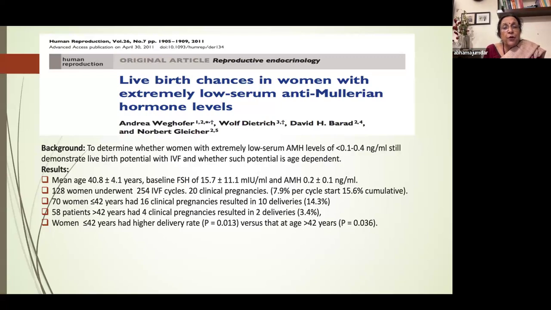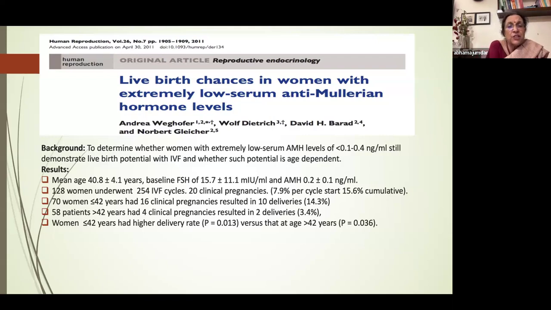Because if there are 254 IVF cycles in 128 women, so one woman underwent more than 2 cycles mostly. 70 women less than 42 years had 16 clinical pregnancies, which resulted in 10 deliveries. The rest aborted, 13.3, and 58 patients of more than 42 had 4 clinical pregnancies, which resulted in 2 deliveries, 3.4. So there was a statistical difference, a p-value of 0.03 when women were less than 42 years or more than 42 years with the same AMH.